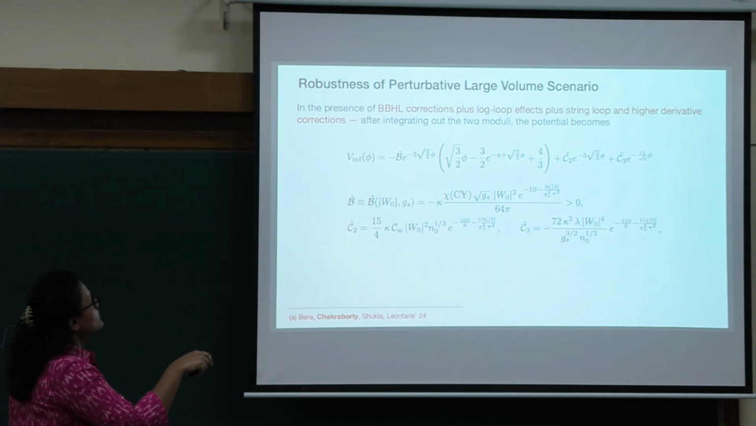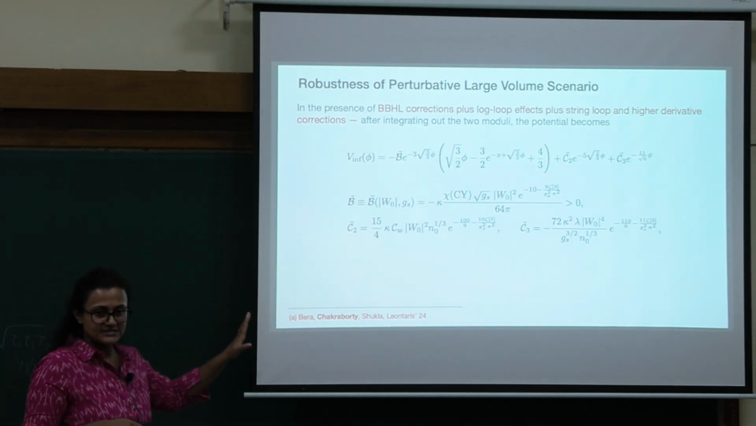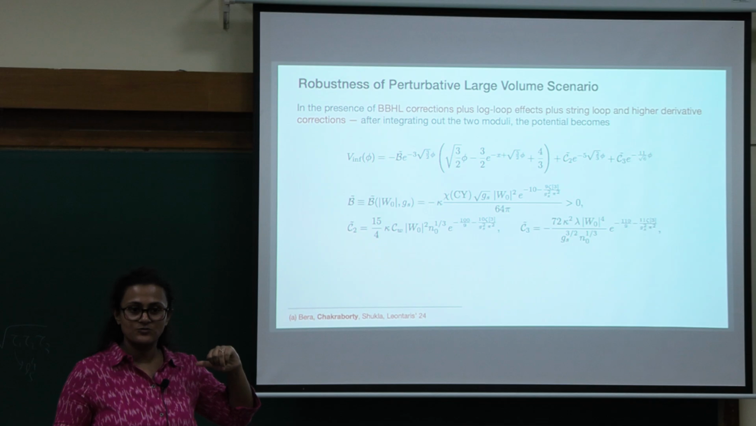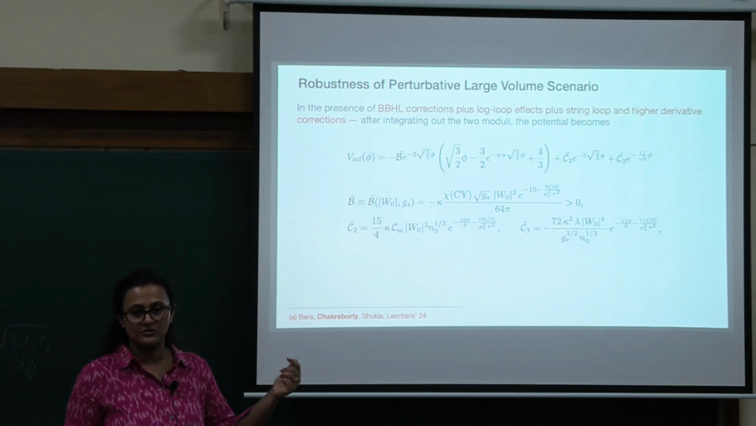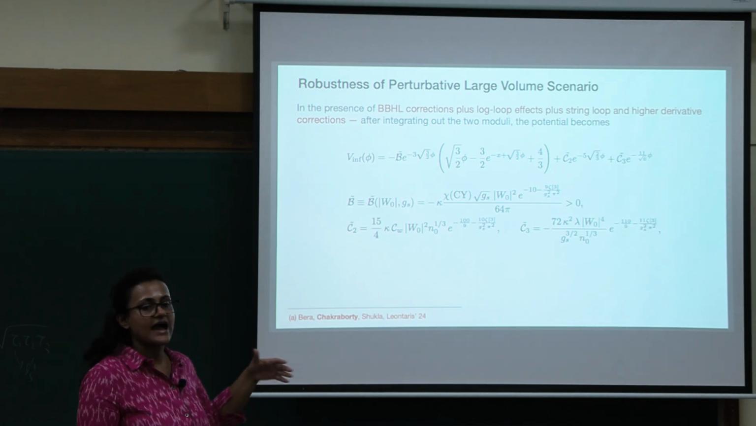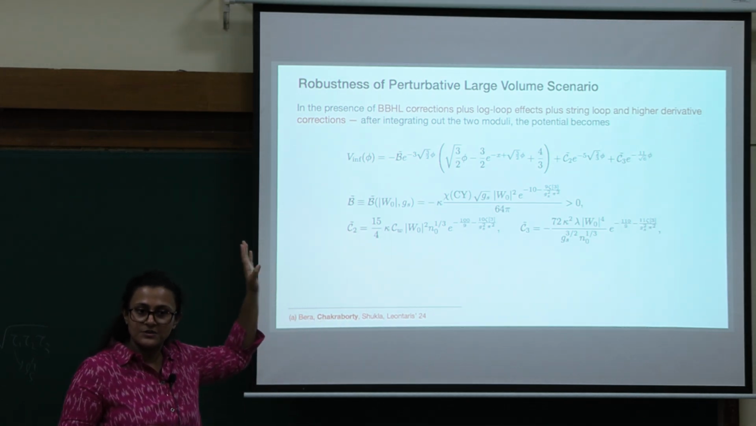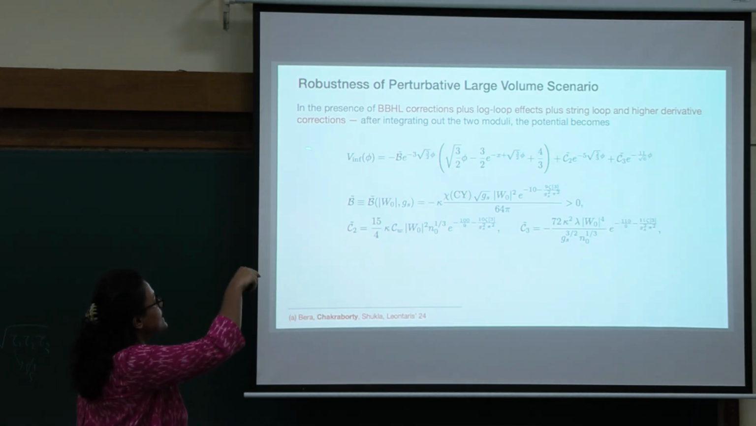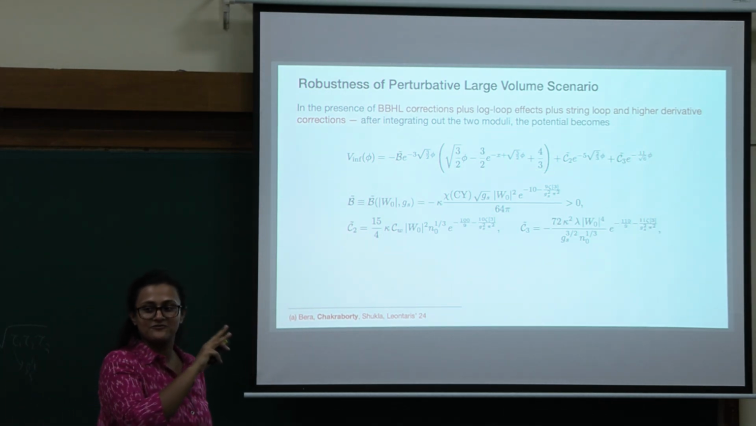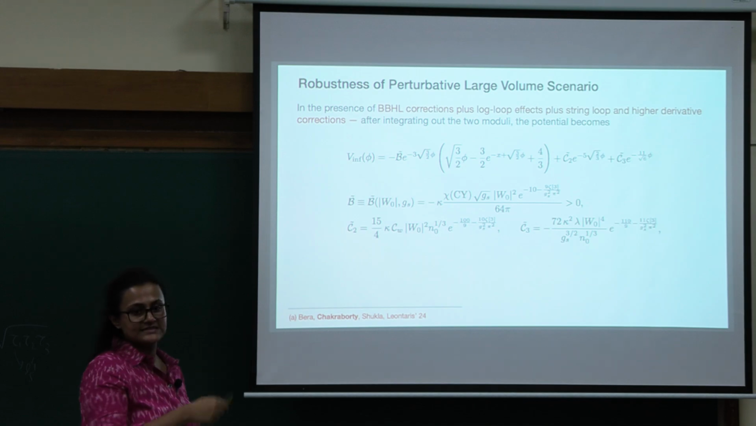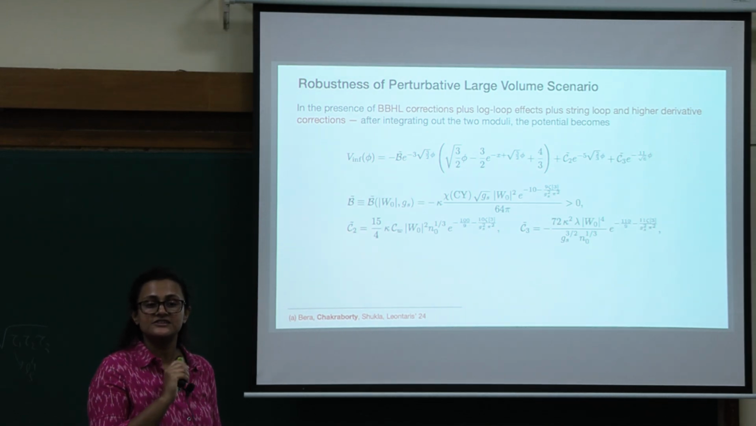Okay. So now we will check the robustness of the previous model against the addition of more corrections, that is the winding loop corrections as well as the higher derivative corrections, and also the presence of the D terms. This is that potential written in the simplest form possible, and this phi is my scalar field, which is the overall 6D volume.